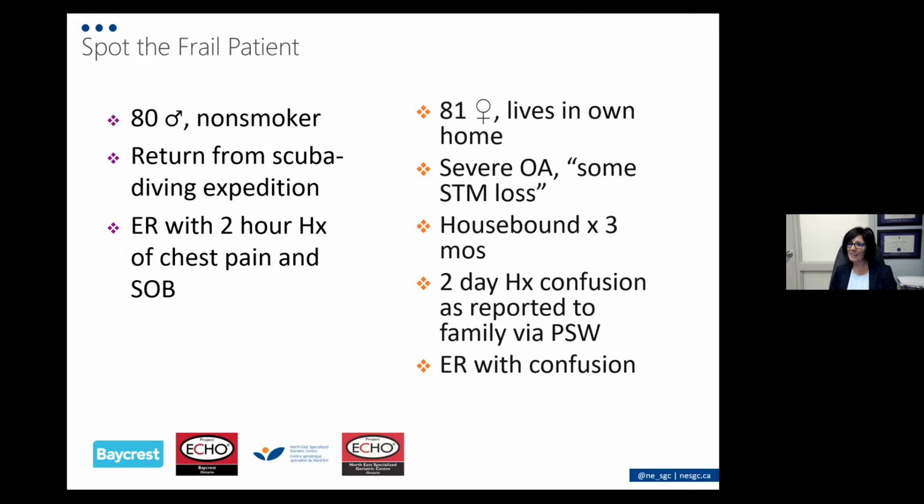And so here's my case, and I can't take credit for this case. This is Sherry Lynn Kane, who's my favorite geriatrician of all time. Speaking of distilling the important points. So this is a spot the frail patient.